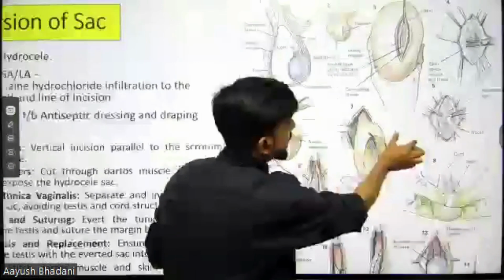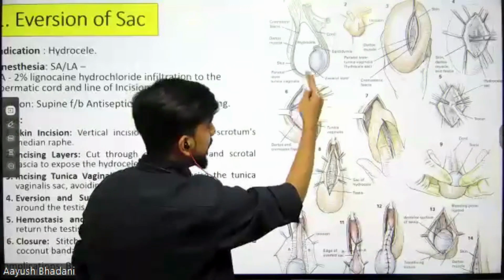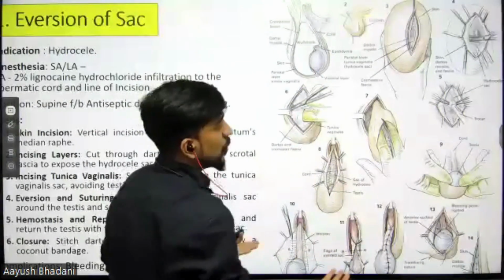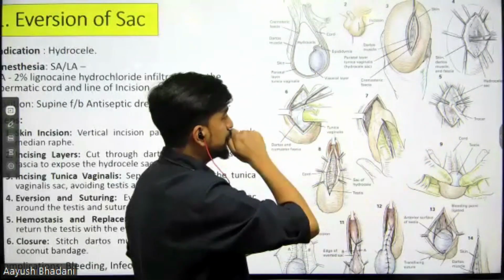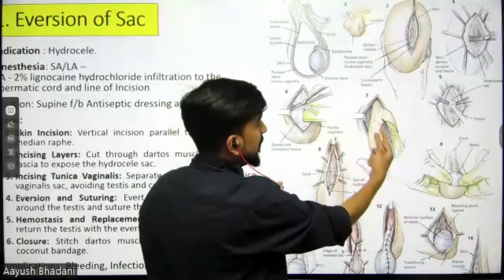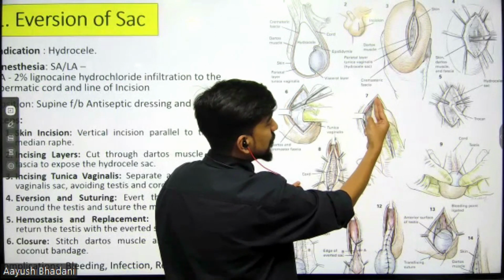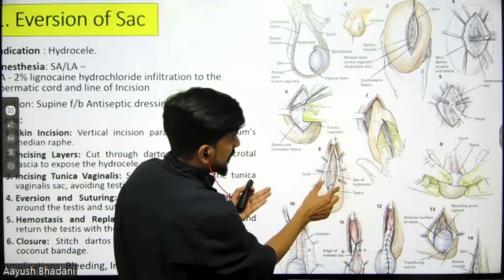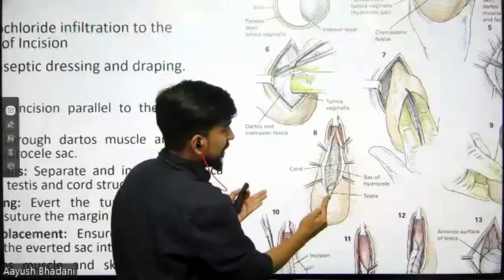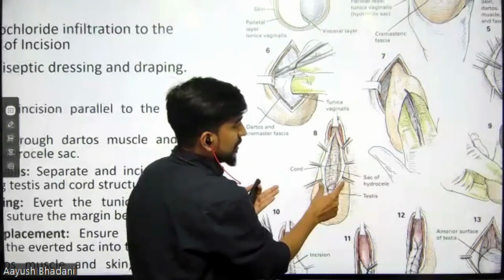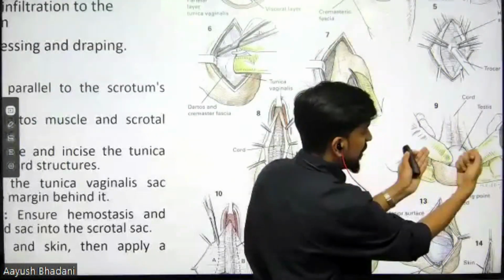The moment we are inside, we need to create a nick. The moment we do a nick, the fluid comes out. We have the aspirator, the trocar, which aspirates all the hydrocele fluid. Then we put a finger in, take scissors, and cut the tunica vaginalis up to the root of the scrotum. You have now exposed the cord, the testis, and the sac of the hydrocele. You have cut the tunica vaginalis. Now, once you have cut it, you see how you are everting it.